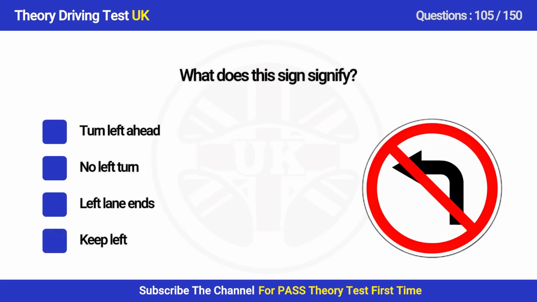Question 105. What does this sign signify? A. Turn left ahead. B. No left turn. C. Left lane ends. D. Keep left.